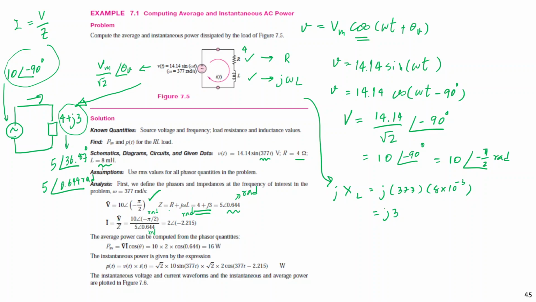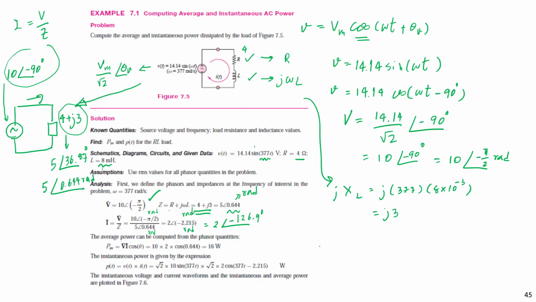Okay, then we get the current at 2 and the angle of minus 2.215 radian. What is the degree in angle? How to get the degree in angle? We multiply with 180 and divided by pi, okay? Multiply 2.215 by 180 divided by pi is 126.9 degree.